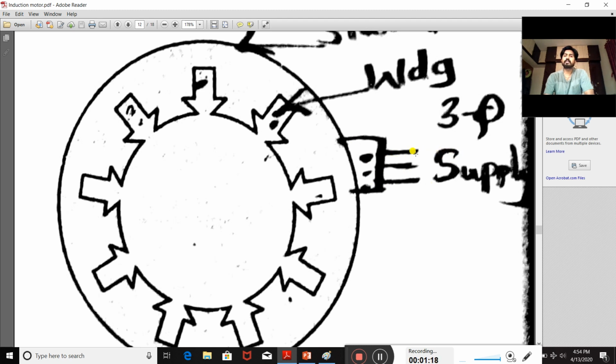When we apply three-phase AC supply to the terminal box, then definitely we are applying the three-phase supply to the three-phase balanced winding in the stator. When we apply the three-phase supply, the rotating magnetic field is going to be established there. As you all know what a rotating magnetic field is, the magnetic field will get set here as a rotating magnetic field.